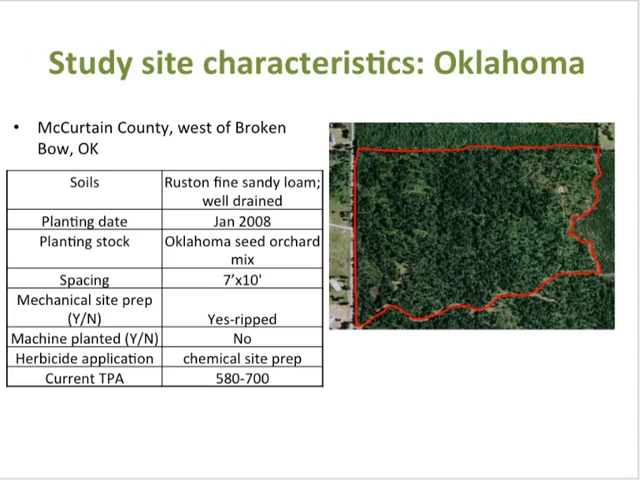The site, however, was not machine planted, in contrast to the Florida site. Again, it did receive a chemical site prep shortly after planting, and the current trees per acre are somewhere between 580 and 700 trees per acre. The aerial image to the right here is a little outdated. It's from 2003, so ignore the intense variability in the stand. It's quite uniform now, although I can't find any recent imagery.